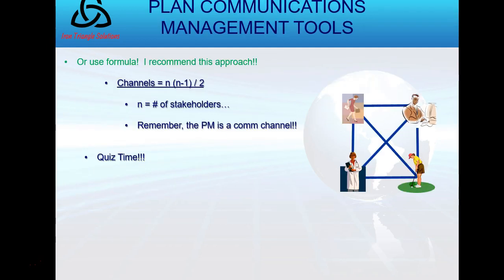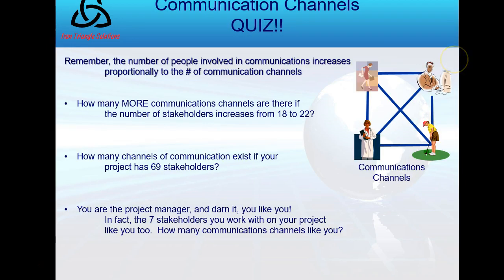Now, here's an example of 4 stakeholders, including the project manager. Of course, you are a stakeholder. And so again, using the formula n times n minus 1 divided by 2, in this case, I get 4 stakeholders is 6 comm channels, because it would be 4 times 4 minus 1 is 3, that's 12, divided by 2 is 6. 6 comm channels, and you can see them drawn there. But no more drawing, let's just use the formula.